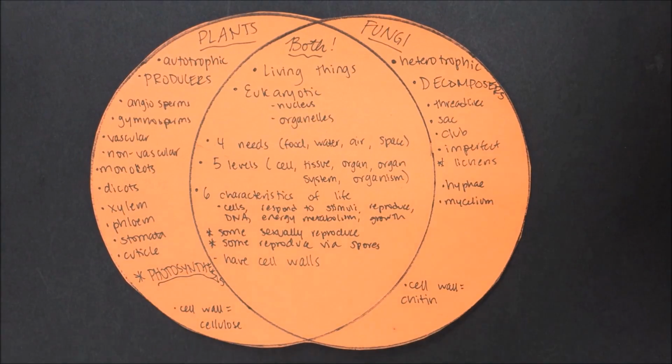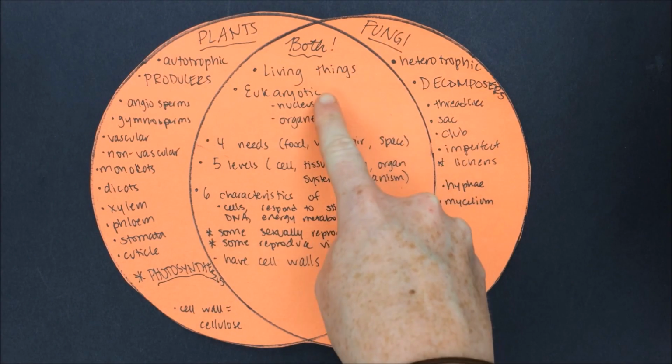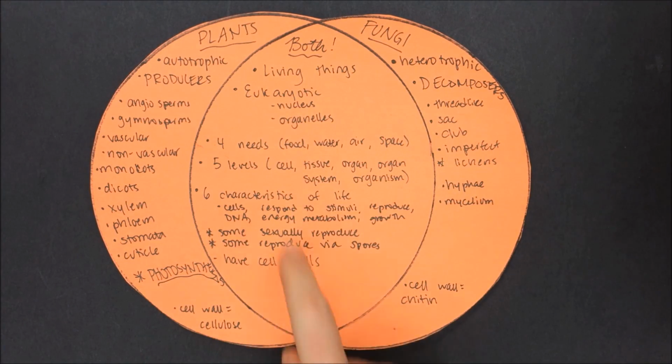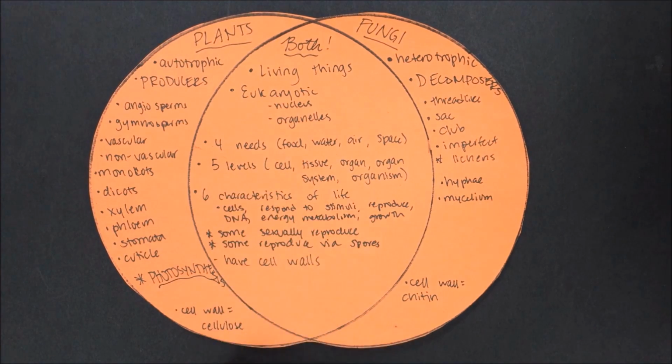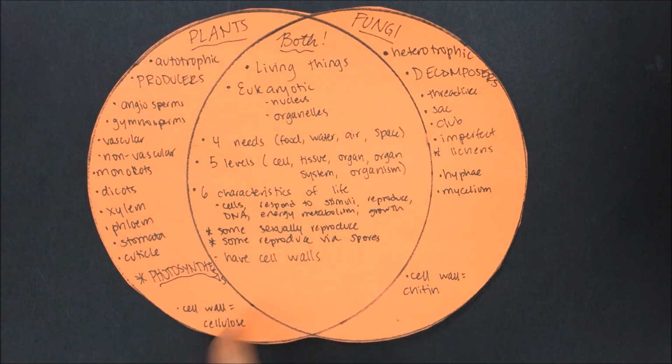A quick rundown of the similarities and differences. Both plants and fungi are living things, eukaryotes with a nucleus and membrane-bound organelles. They display the 4 needs of life, the 5 levels of cellular organization, and the 6 characteristics of life. Both plants and fungi can sometimes asexually or sexually reproduce, and both have cell walls.